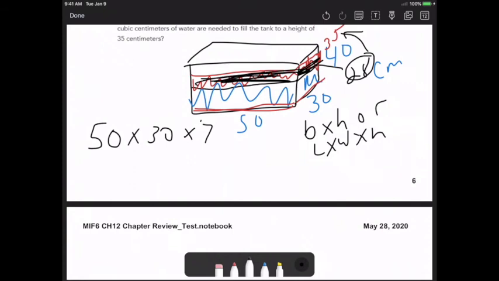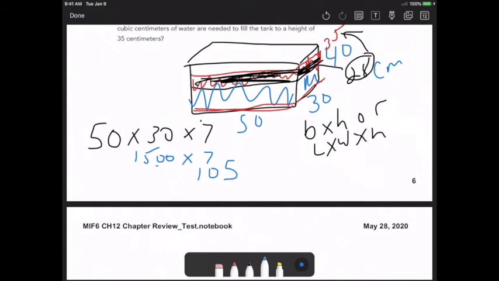Okay? So 50 times 30, I have 2 zeros. 3 times 5 is 15 times 7. So I need to do 1,500 times 7. I would do 15 times 7 first, which is 105. Oops, sorry.